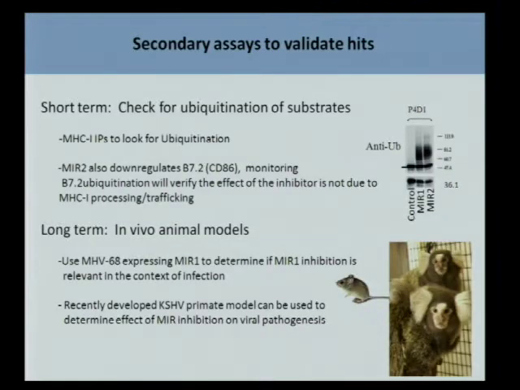So like I said, MHV68 is the murine model for KSHV. And we can create an MHV68 virus that expresses miR-1, in the presence or absence of this drug, and then look for the ability of this drug to inhibit infection by this MHV68 miR-1 expressing virus.